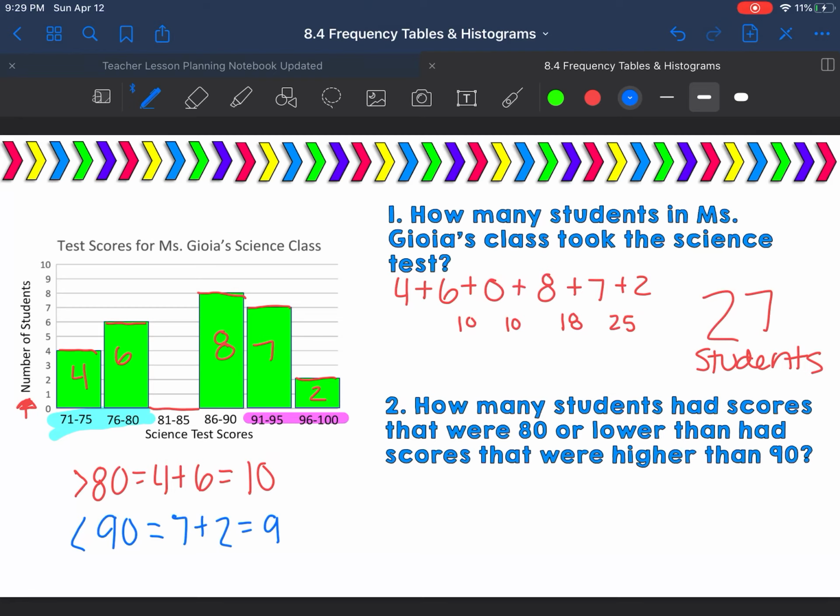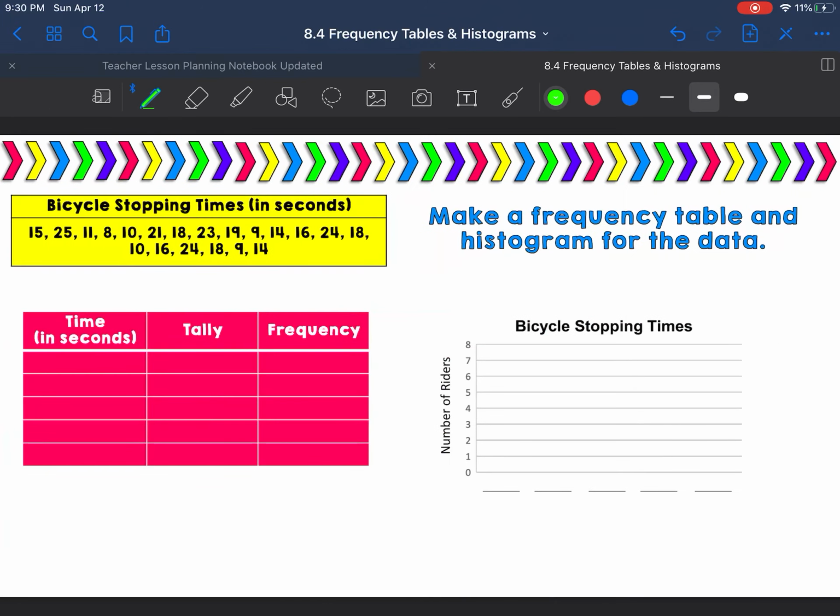So now, how many students had scores that were lower than 80 or higher than 90? So 10 students scored less than 80. 9 students scored higher than 90. So in order to find out how many students had scores that were lower than 80 and higher than 90, I'm actually going to subtract 10 minus 9. So 10 minus 9 is 1. Oh, sorry. How many students had scores 80 or lower? So, right here. And that's it, guys.